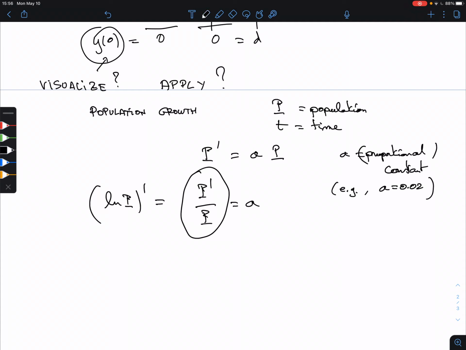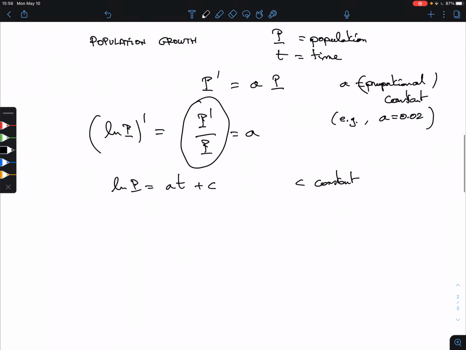That means we know what it means for a function to have a constant derivative. So we take the integral of both sides, and the integral of A would be at plus a constant C. So C is again a constant. This is what the solution looks like. Now, this is ln of P. We would like to know P itself, the population itself.